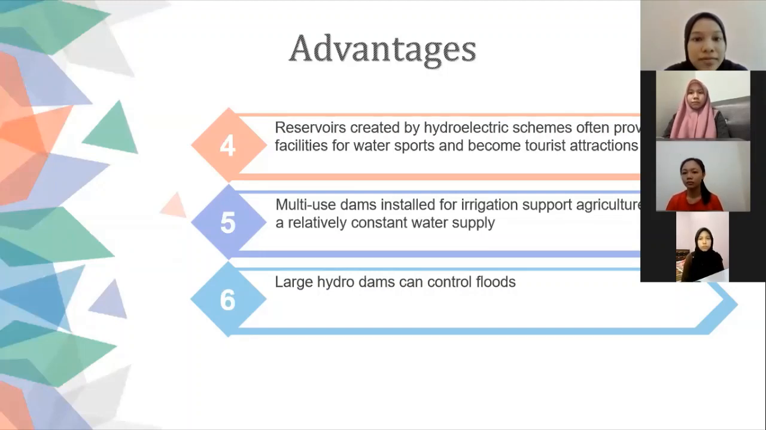Next, the reservoir created by a hydroelectric scheme often provides facilities for water sports and becomes a tourist attraction. It also becomes a water-based recreational area. Multi-use dams installed for irrigation support agriculture with a relatively constant water supply. The large hydro dams can control floods, which would otherwise affect people living downstream of the project.